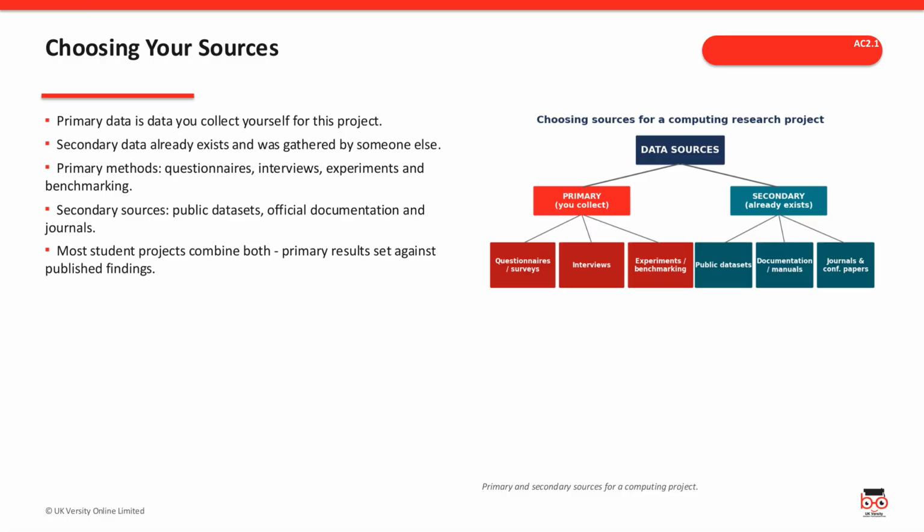When you choose sources, the big split is primary versus secondary. Primary data is what you collect yourself for this project, through questionnaires, interviews, experiments, or benchmarking. Secondary data already exists, gathered by someone else. Things like public datasets, official documentation, and journals. Most student projects sensibly combine the two, setting your own results against published findings. That mix gives you both fresh evidence and a wider context to judge it against.